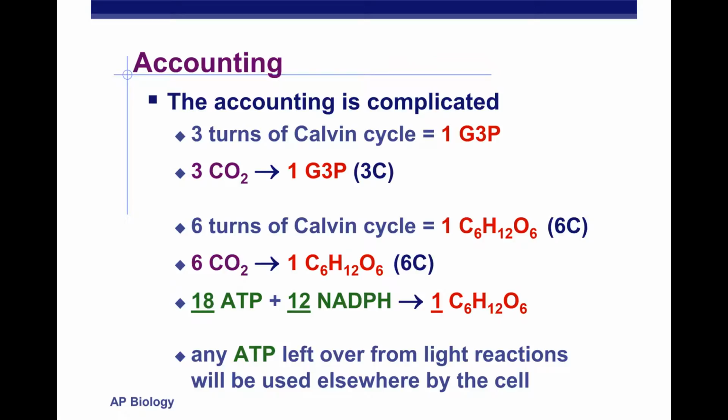All of this, in terms of energy, for each glucose molecule, it takes approximately 18 molecules of ATP and 12 molecules of NADPH. Any ATP that's left over, the cell is going to use someplace else. It may not use it for photosynthesis, it'll use it for something else. Energy is always welcomed.